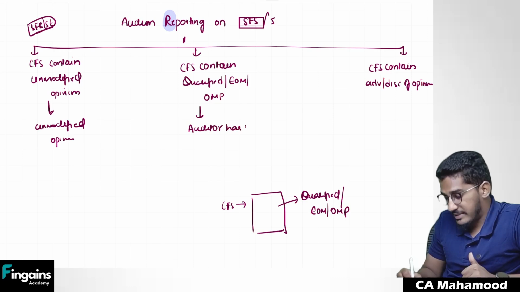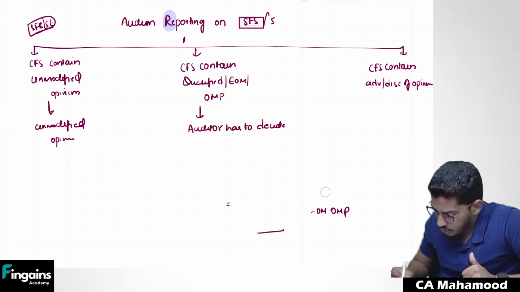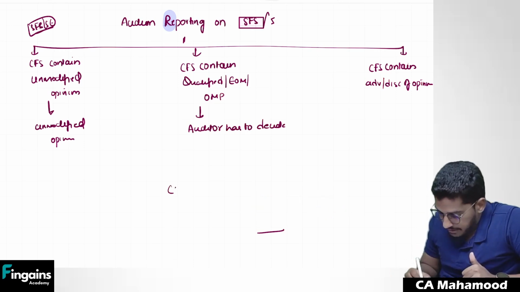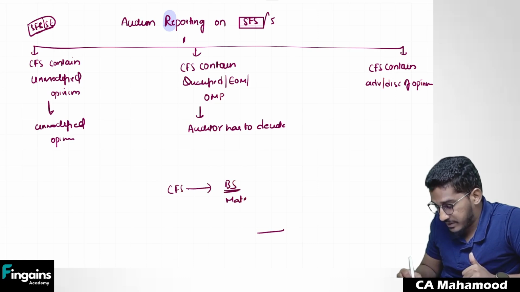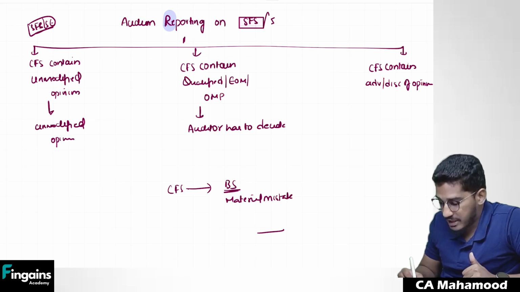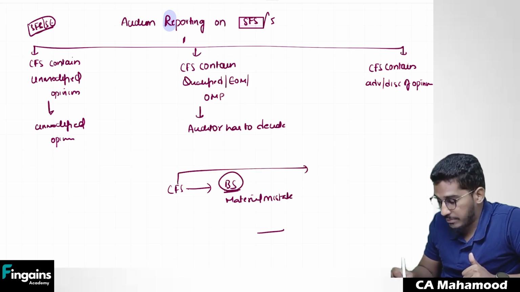The auditor has to decide. Take, for example, I will give you one example to make you understand. See, the complete financial statements audit happened. In the complete financial statements, in the balance sheet, there was a material misstatement. Since in the balance sheet there was a material misstatement, the auditor of the complete financial statements gave a qualified opinion.